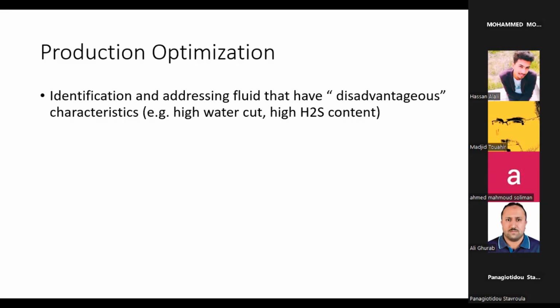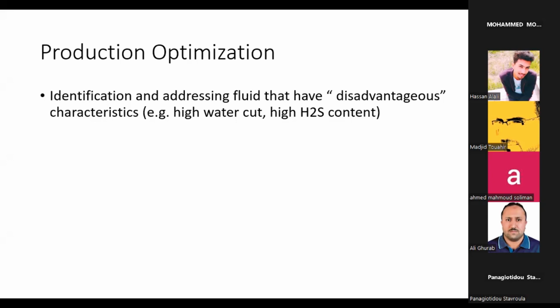So back to the production optimization approach and workflows. I will go through the most common workflow that we currently use in the oil and gas industry: identifying and addressing wells that flow fluid with disadvantages we don't want, like a high water cut or high H2S content, and we have to do something about it.